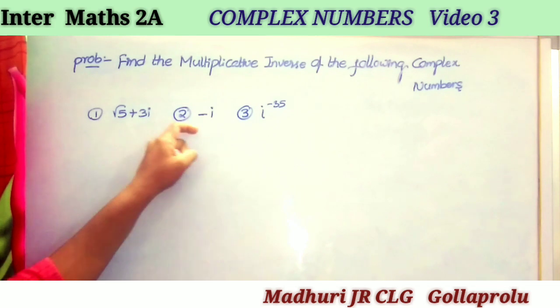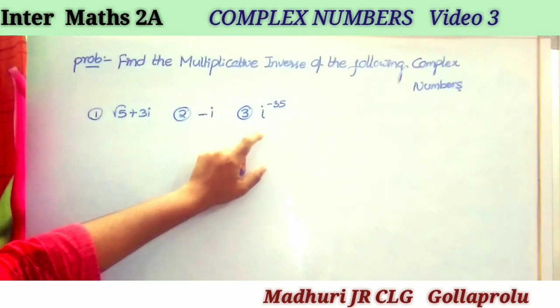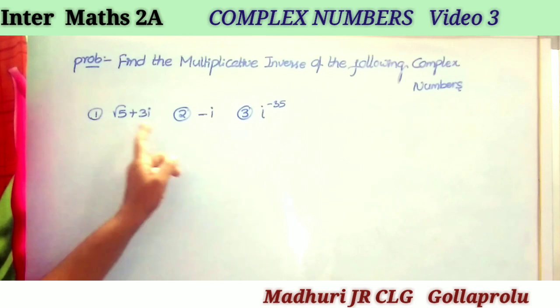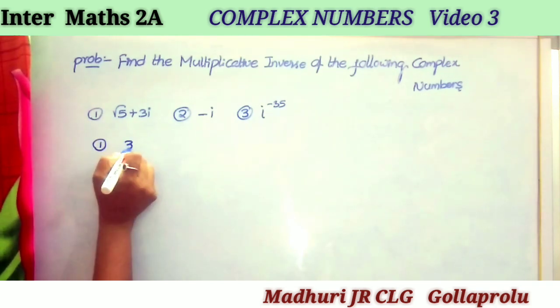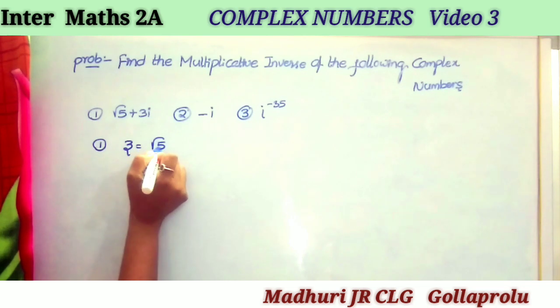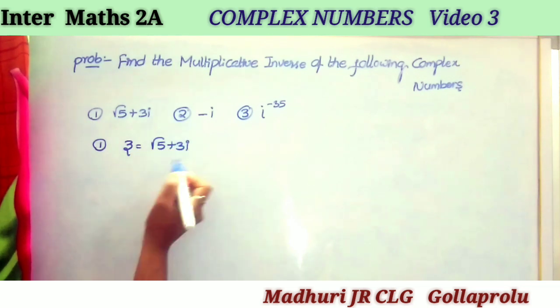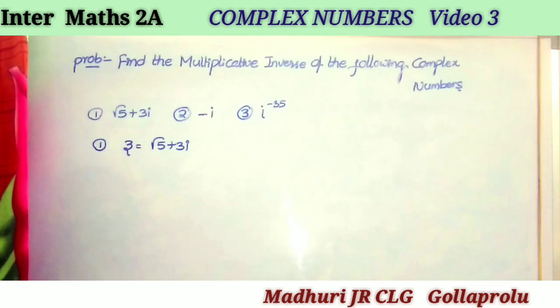Next question, find the multiplicative inverse of the following complex numbers. These are the given questions. We want the multiplicative inverse. So first question, what is given here? z is equal to root 5 plus 3i. Now this is the given question. Now we want the multiplicative inverse of this number.